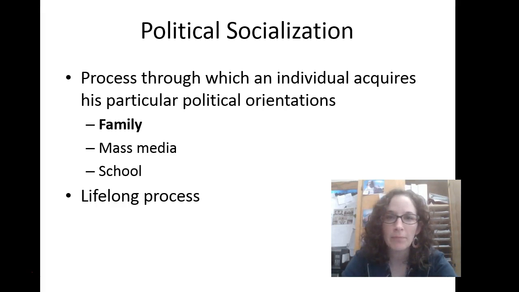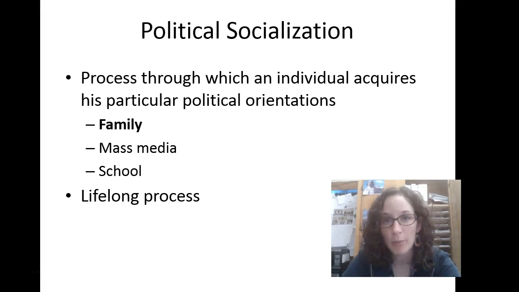Your family is where you learn a lot of basic lessons in life. You learn how to share, and you learn what to share. You're not supposed to share everything. And you learn at a young age what are the things you're supposed to share, what are the things you don't have to share.